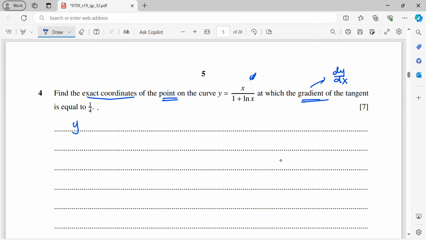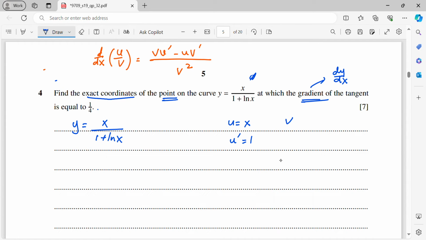So it means that before I substitute my dy dx equals to 1 over 4, I must have found my expression for dy dx. So this is basically division of two functions. So therefore, refer to the quotient rule. Differentiate u over v is going to be over v squared, vu prime minus uv prime. Okay, which means now my u is x, then my u prime is 1, and then my v is 1 plus ln x. So my v prime, differentiate 1 is 0, differentiate ln x.